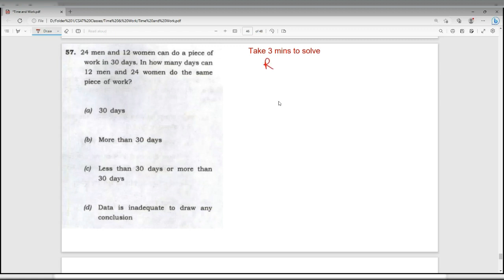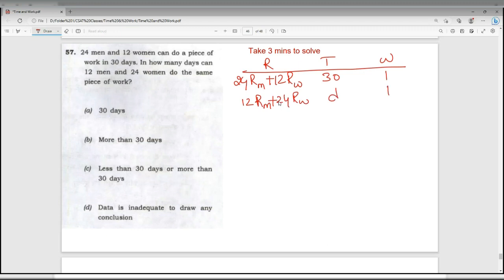We'll set up the chart just like the way we do normally. So they are saying 24 men, so let that be RM, and 12 women are RW. They are taking 30 days to complete a work. And then they are asking in how many days can 12 men and 24 women do the same work.